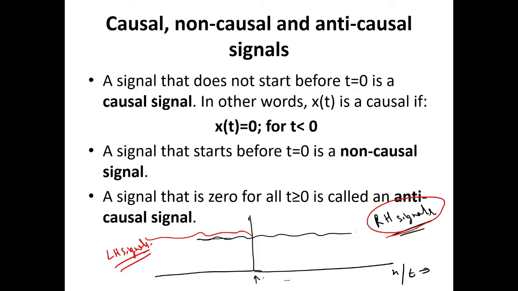So a signal that does not start before t equals 0 is a causal signal. In other words, x(t) is causal if x(t) is equal to 0 for t less than 0. A signal that starts before t equals 0 is a non-causal signal. A signal that is 0 for all t greater than or equal to 0 is called an anticausal signal.